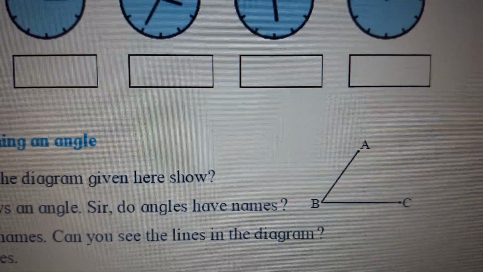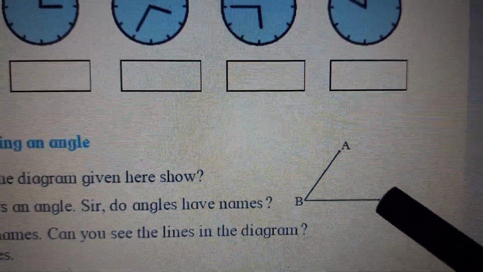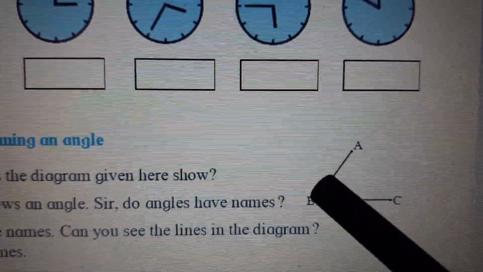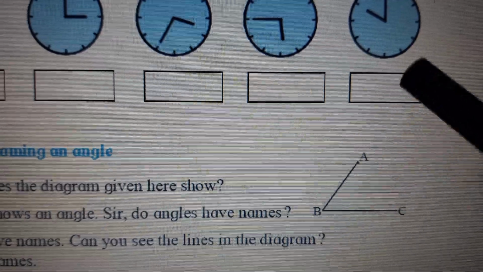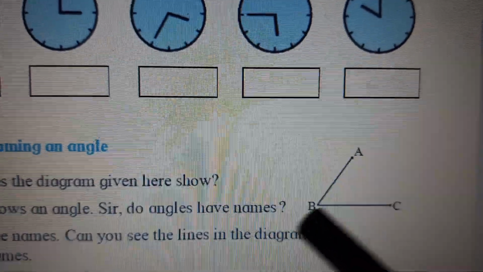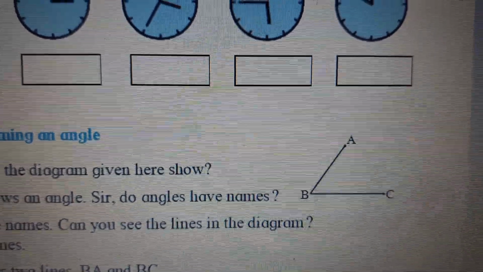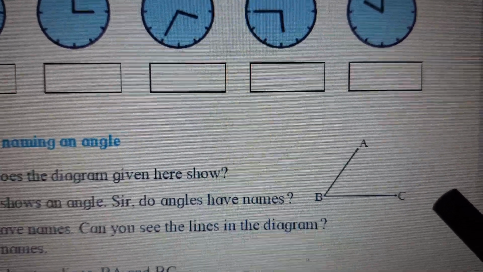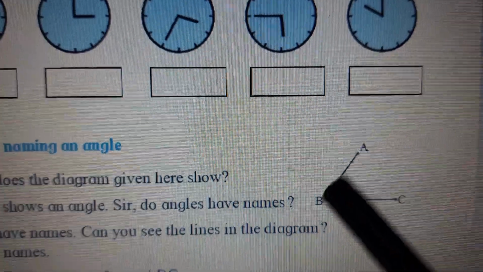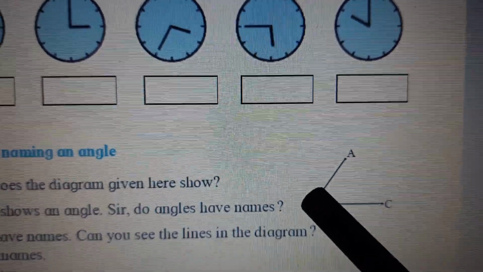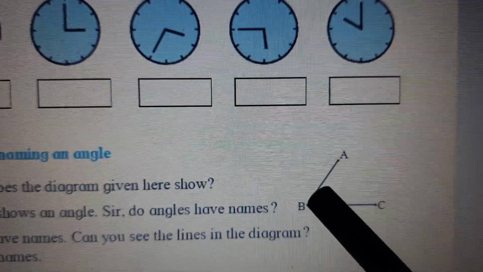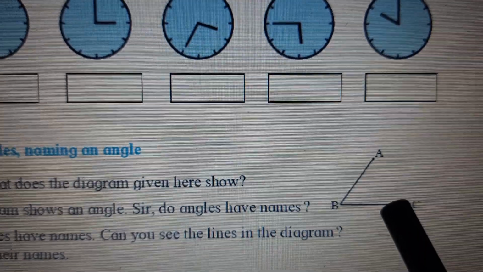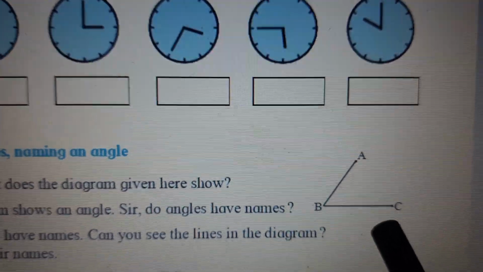So children, you must have understood how we name. This is the vertex. If it's one letter, you will say angle B. If three letters, angle ABC or angle CBA. Both are correct. Arms are BA and BC. Arms are always named as BA and BC. So you can see they are making an angle at this juncture that is less than 90 degrees. So this given angle is an acute angle. Hope you have understood the components, children.